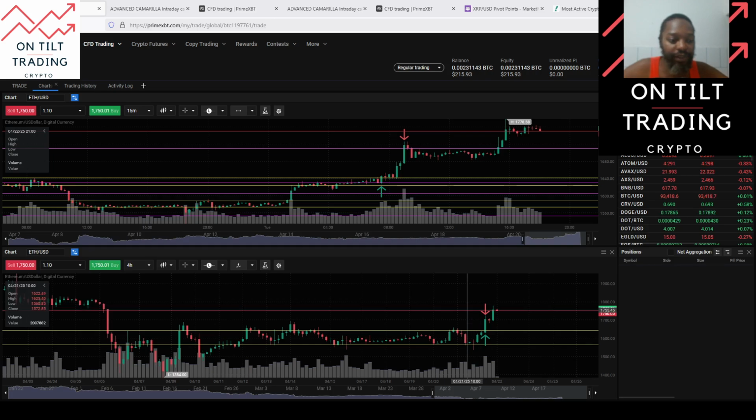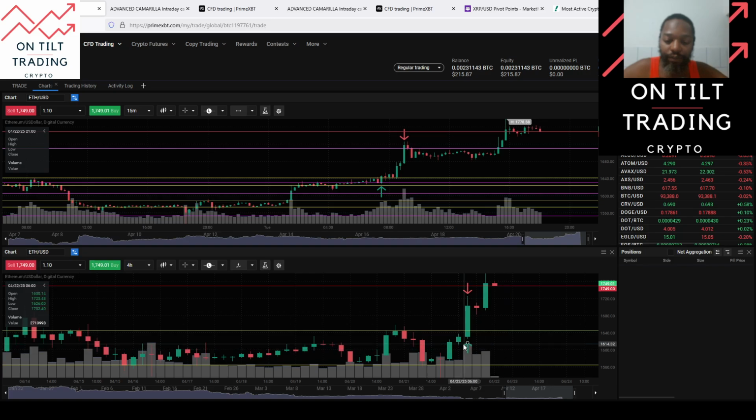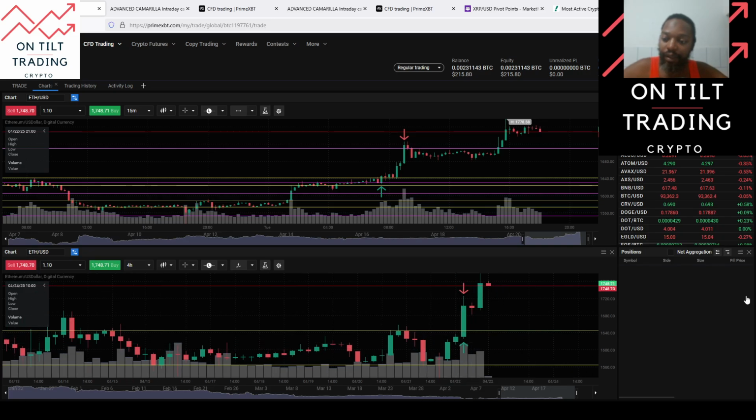Then we'll come down here to the 4-hour chart. We'll see that this was the price range here in the pre-market that I had for Ethereum on the 4-hour. This here being the low, this here being the high. So this being the range that Ethereum is trading in.